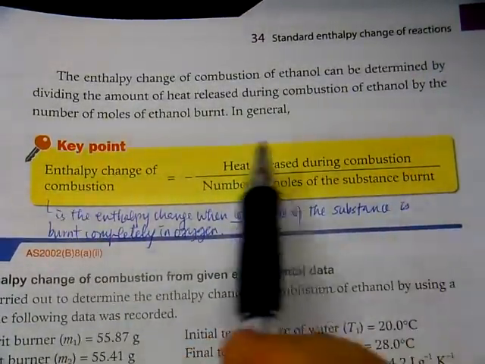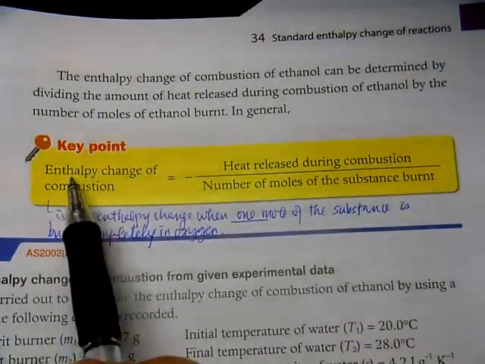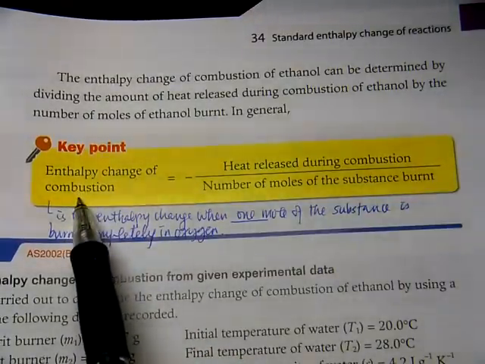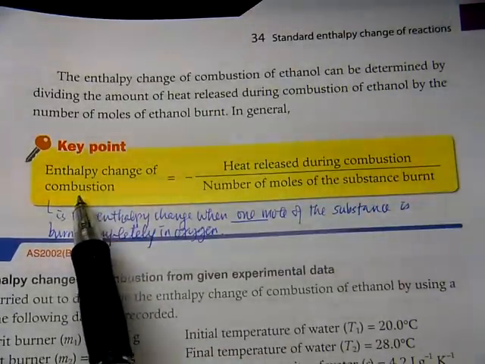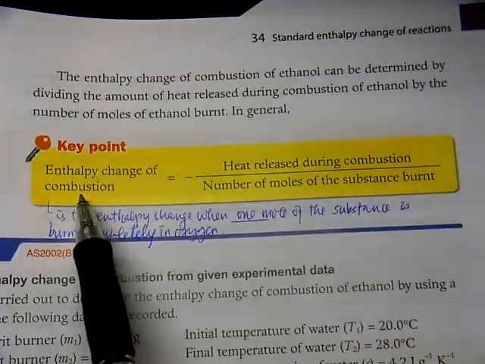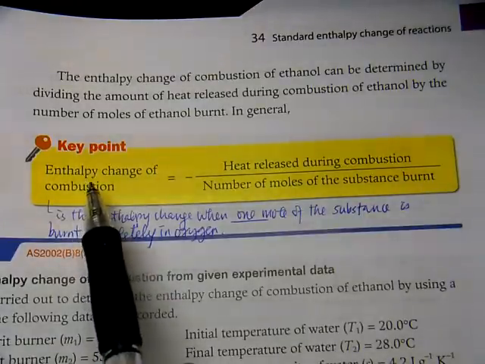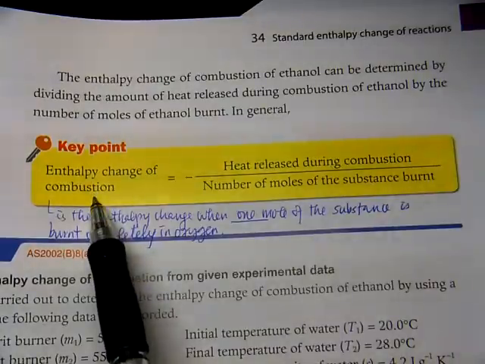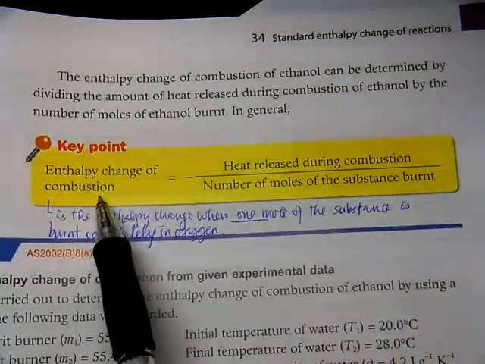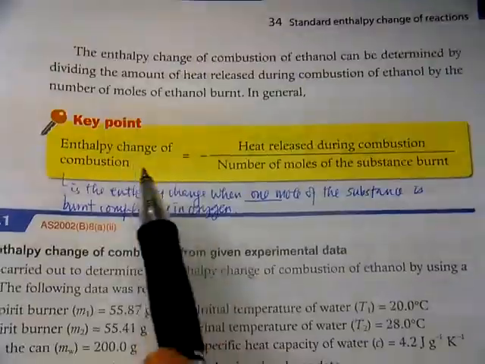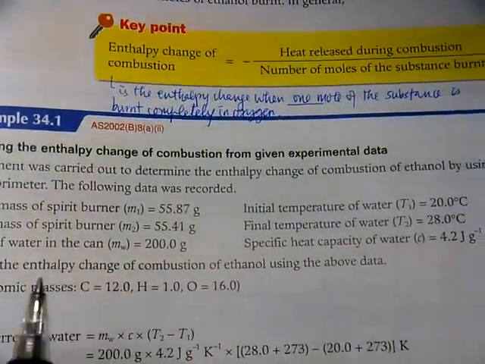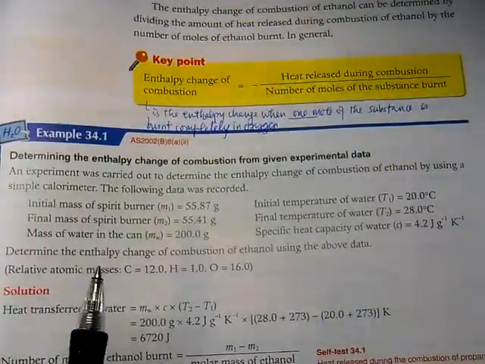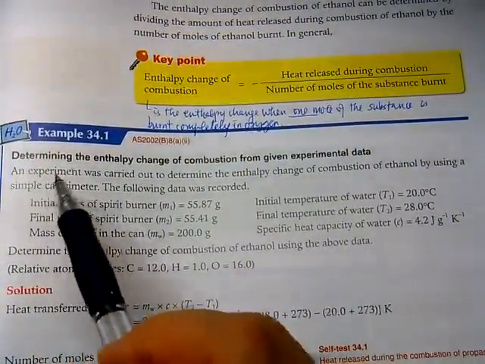Therefore, we need to use this equation to work out the enthalpy change of combustion of ethanol. Please refer to the video. Okay, by using the video, you can have a better understanding what is really going on in this experiment. Now, let's use this example to explain the calculation.